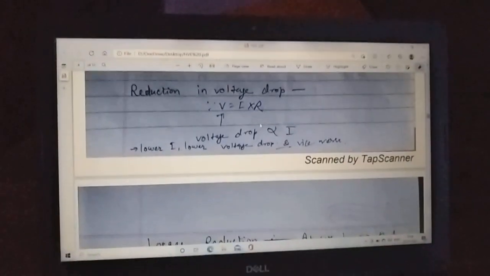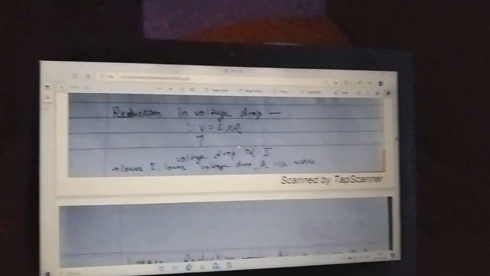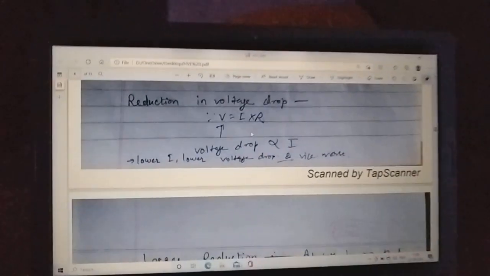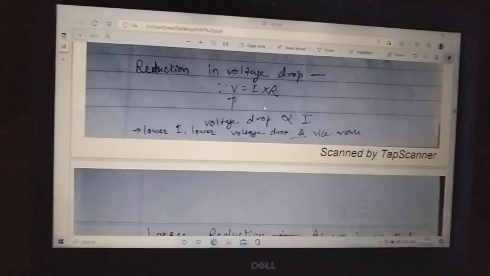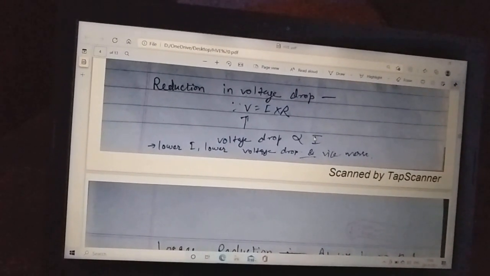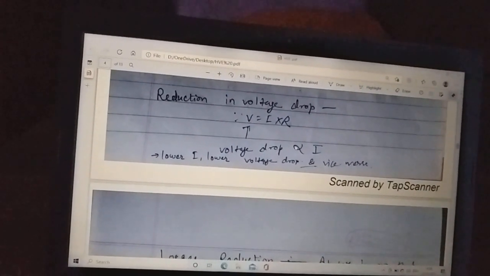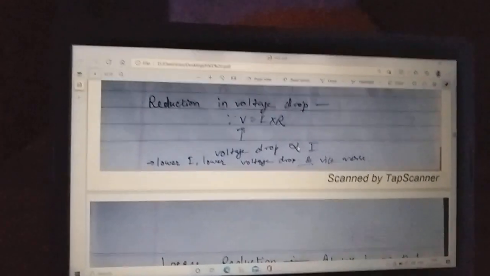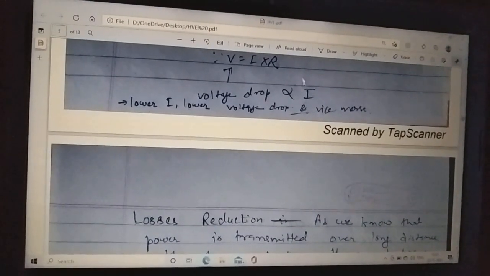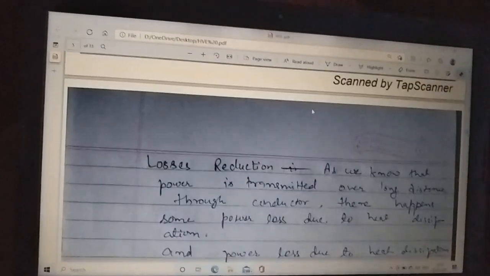Now we will see the third point. The voltage drop gets reduced when we supply higher voltage. So voltage drop is V equals I cross R, and if I will be less, then obviously the voltage drop will also be less, because voltage drop is directly proportional to I, and if the value of current is increased, then the voltage drop will also be increased.